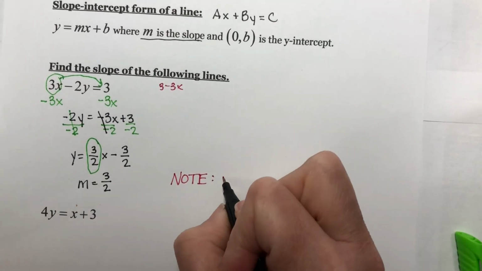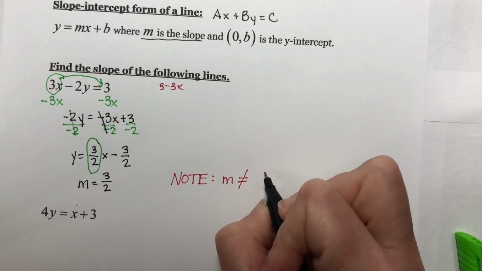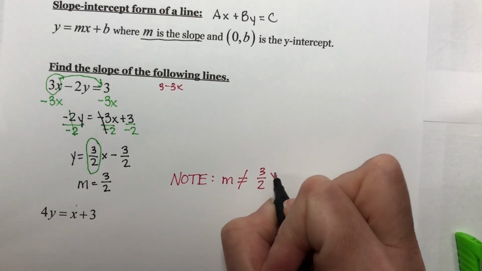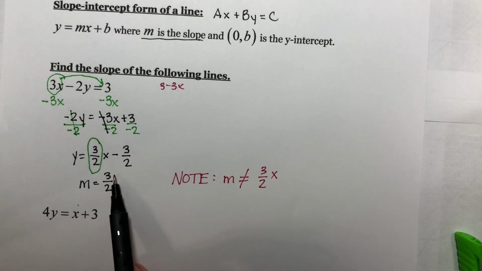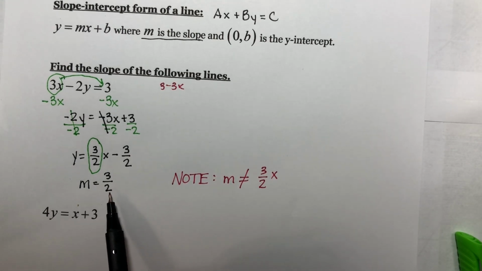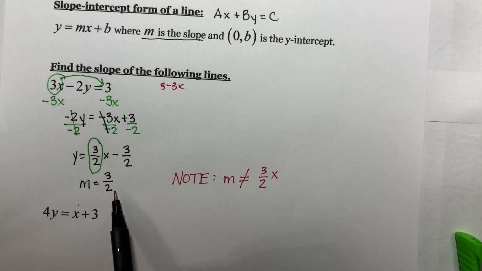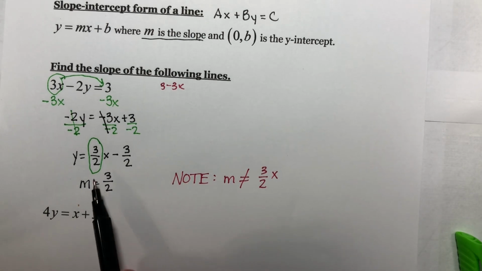Note, your slope is not equal to 3 halves x. The x does not belong. This is one of the most common mistakes. Another thing is we leave it as 3 halves even though it's an improper fraction. Remember, we need the comparison. You do not change this to 1.5. You just need to make sure it's in lowest terms.